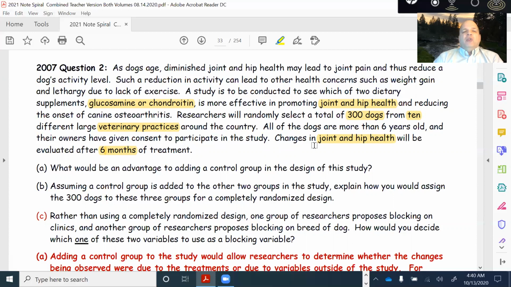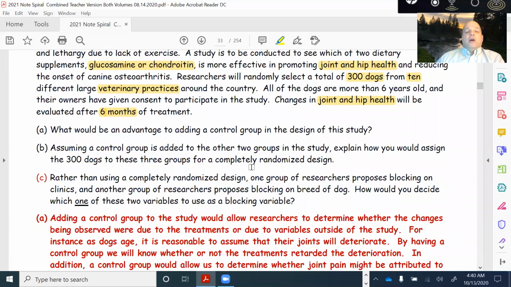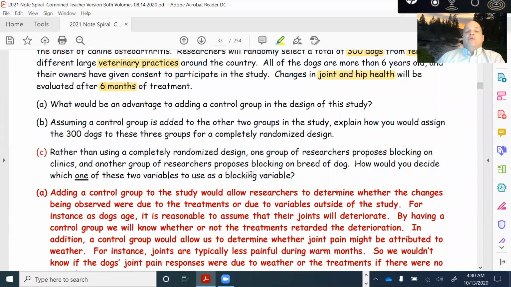What would be an advantage to adding a control group in the design of the study? To my way of thinking, anytime they ask a question like this, it's really good to show them that you understand what a control group is or what the definition is they're asking for. So in this case, the purpose of a control group is to determine whether or not the changes being observed are due to the treatments or due to variables outside of the study.